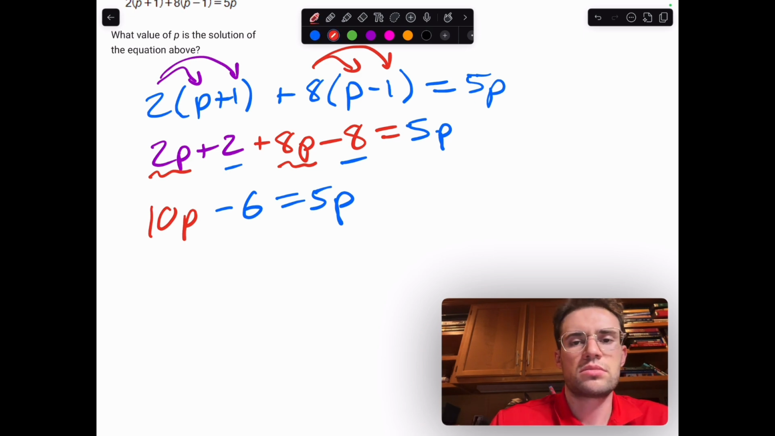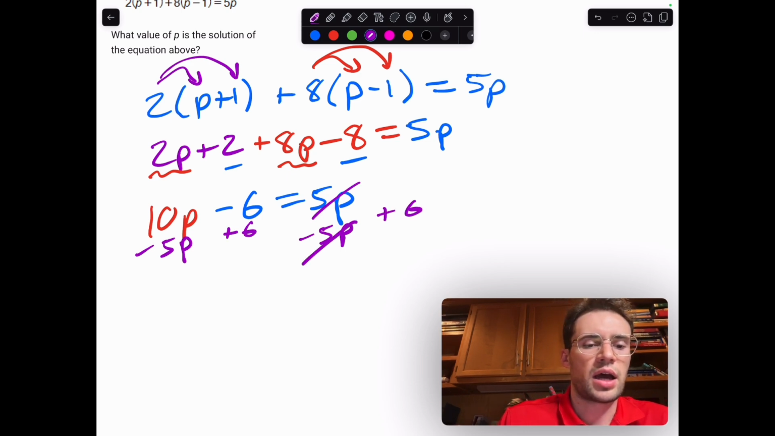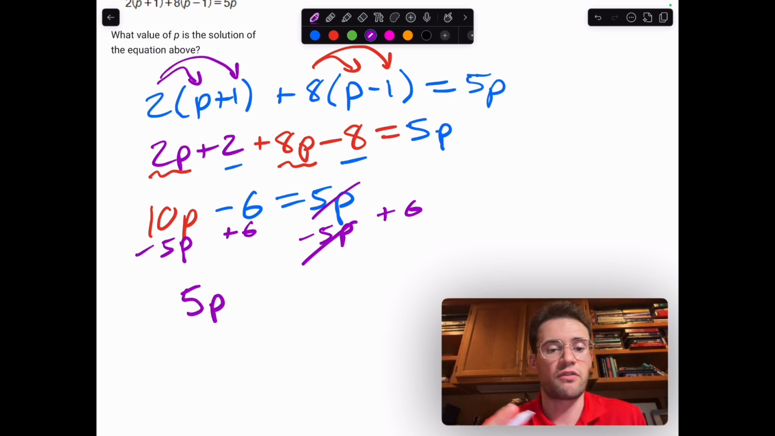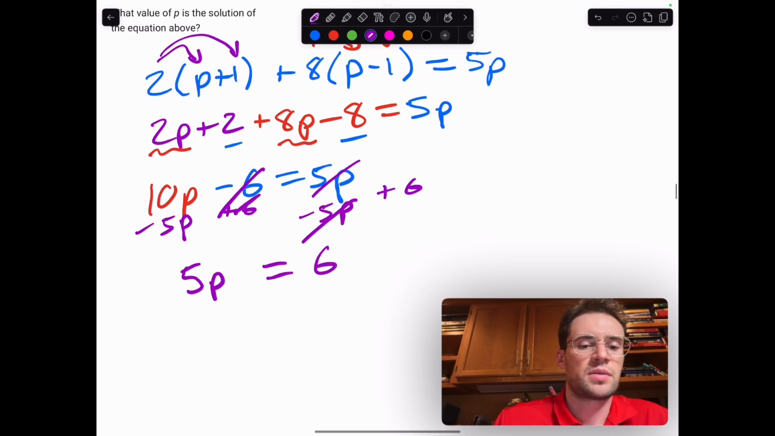I'm just going to do it the standard way so that, if someone doesn't feel as comfortable with doing those leaps in your head, then you can just show your work. So minus 5p on both sides, that would give you 10p minus 5p is 5p, right? You had 10 p's, take away 5 of those p's, you have 5 p's left. And here I'm adding 6 to both sides to get rid of the negative 6. Minus 6 plus 6 is 0, that cancels out. So we get 5p equals 6.